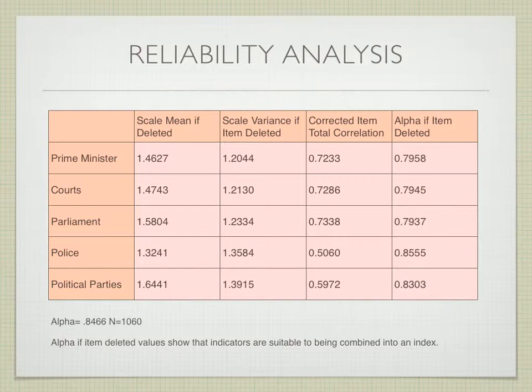The dependent variable is to be combined from 5 indicators which measure trust in the Prime Minister, the courts, the Parliament, the police, and the political parties. In order to ensure their suitability to be combined into an index, a reliability analysis has been performed. The alpha value of 0.8466 shows that the indicators are indeed suitable. All but one alpha, if item deleted values, indicate that the index would not benefit from their exclusion. The value for the police shows that alpha would increase, however not significantly enough to exclude the indicator, and thus it shall remain part of the index.